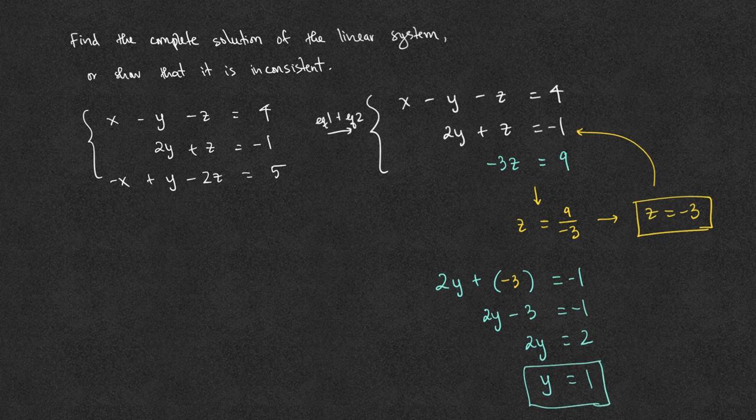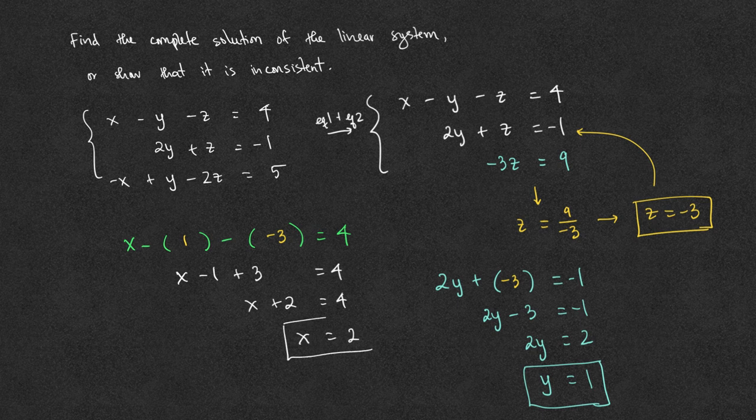We then use back substitution using these two to plug them into the first equation, which states that x minus y minus z equals 4, but y is 1 and z is negative 3. This negative and this negative are part of the equation. Simplifying this, we have x minus 1 plus 3 equals 4. x plus 2 equals 4, so that x equals 4 minus 2, which is 2.